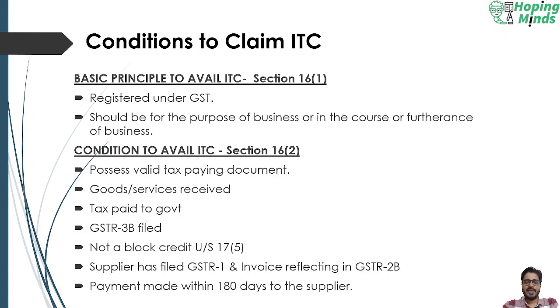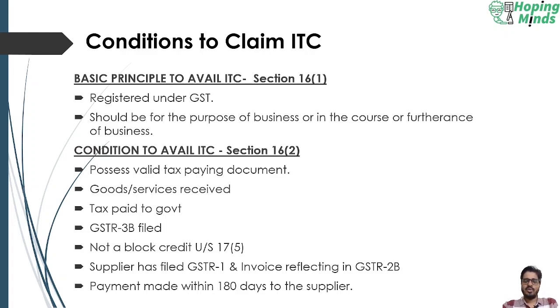Possesses valid tax paying document. That is, the buyer who is intending to avail the input tax credit must be in the possession of tax invoice clearly reflecting the value of supplies along with taxes paid thereon. Then goods and services must have been received. So input tax credits intended to be availed against the goods or services must have been received by the receiver.